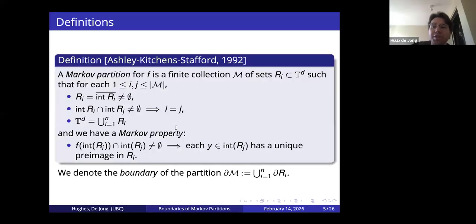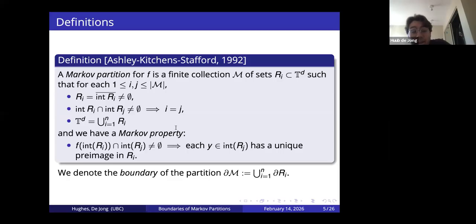We have a Markov partition, which is a cover of the torus by closed sets with disjoint interiors. And they have this Markov property, which says that if I hit a rectangle with another rectangle after applying my map, then I should hit the entirety of it, and I should do so in a somehow injective way. The picture that you should have in your head for these things is that the image of a rectangle is a bunch of other rectangles. And the reason we call them rectangles is for historical reasons. One of the first places where they were developed, they actually looked like rectangles geometrically.